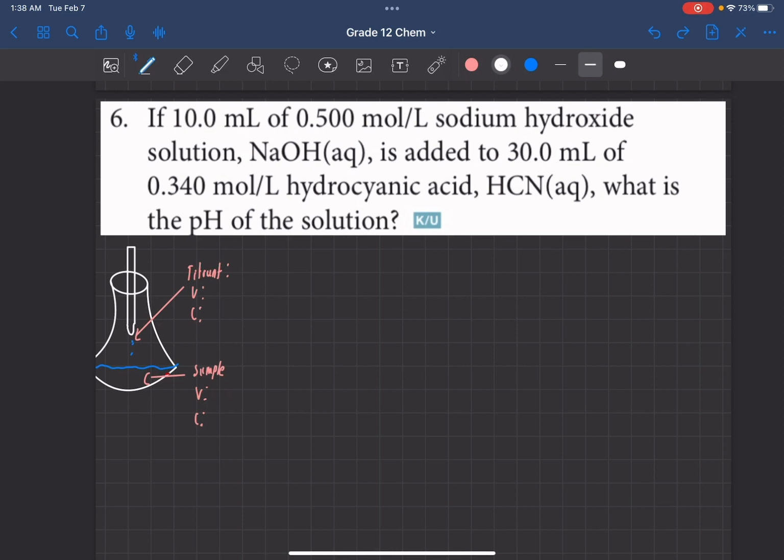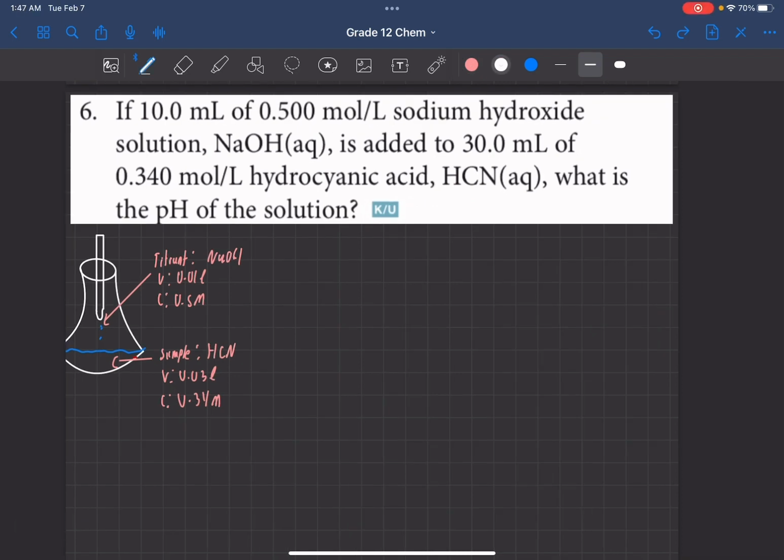All right, so what is our titrant? Our titrant is sodium hydroxide, 0.5 molar, and we have 0.01 liters of sodium hydroxide. What is our sample? Our sample is hydrocyanic acid. What is our volume of that? That's 0.03 liters, and concentration 0.34 molar. Okay, so when working with these types of problems, we want to set up a before and after statement.